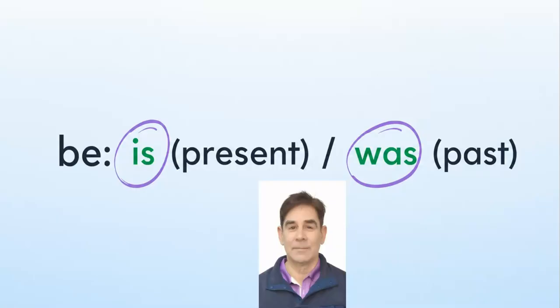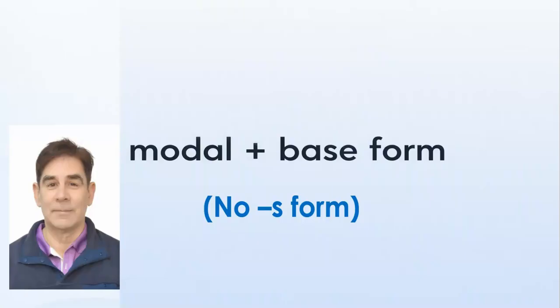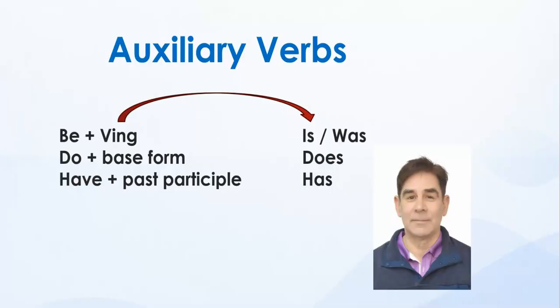Is is the S form in present tense, and was is the S form in past tense. With modals, we always use the base form. No S form is used with these types of auxiliary verbs. With other types of auxiliary verbs, for example, be plus verb ing, only the first verb in the sequence uses the S form. For example, is, was, going.